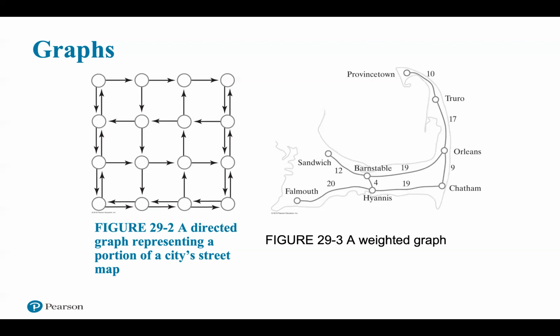A path in a weighted graph also has a weight or cost that is the sum of the edge weights. For example, the weight of the path from Provincetown to Orleans in figure 29.3 is 27.